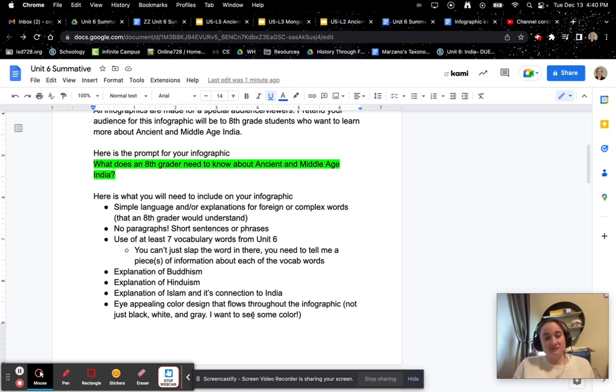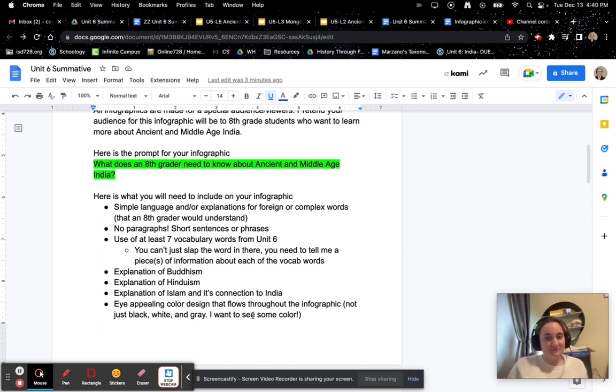Use of at least 7 vocab words from Unit 6. You can't just leave the word in there either, okay? You can't just take a text box and just put Hinduism, but then don't say anything about it. No, that's not going to work out, okay? You have to include pieces of information about that vocab word. You need the explanation of Buddhism, explanation of Hinduism, explanation of Islam, and its connection to India.